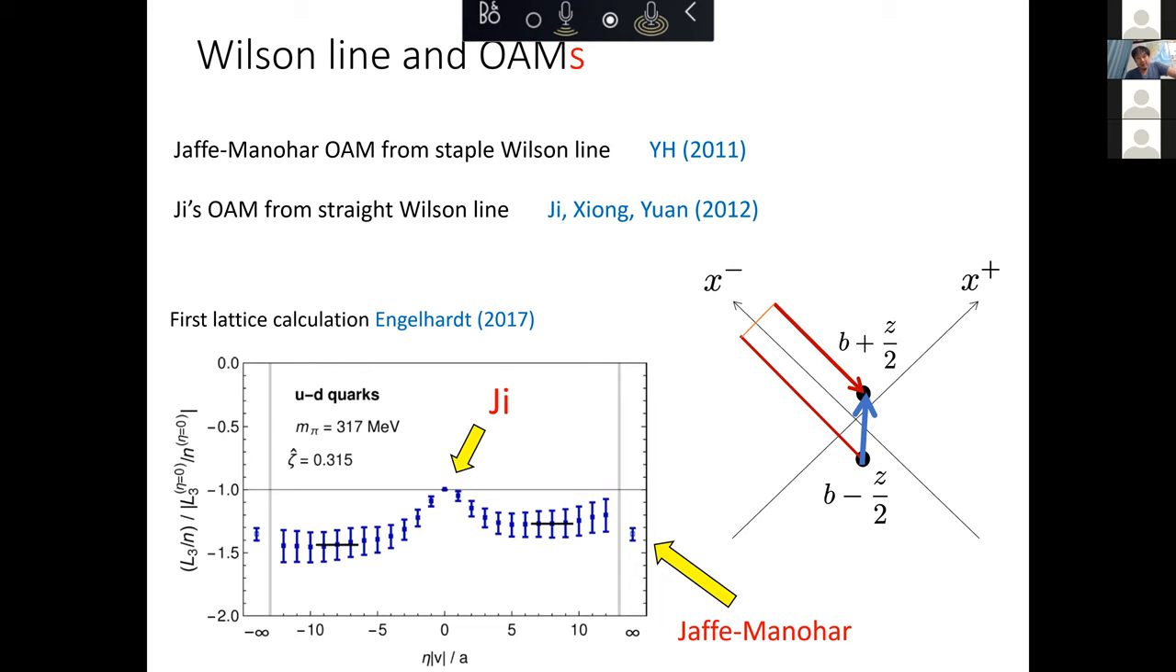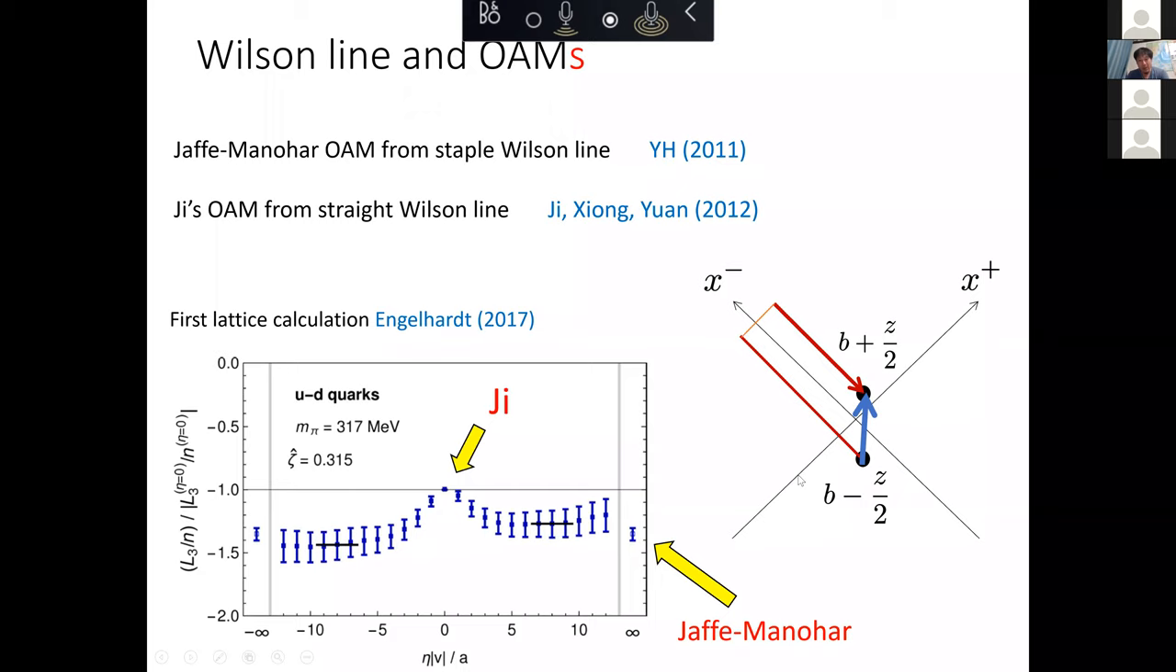Yeah, that depends on your process. Okay, so there will be many definitions of orbital angular momentum. Like you said, it's a good question. Of course, you want to go from this point to that point, right? You can go this way, or you can go that way, and it doesn't matter. You always get Ji's definition of OAM. It doesn't matter whether you go this way or that way or whatever. You always get Ji's definition of OAM.